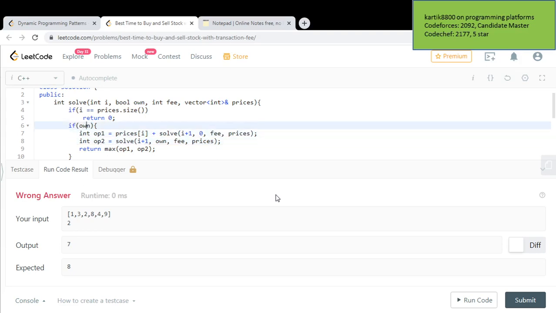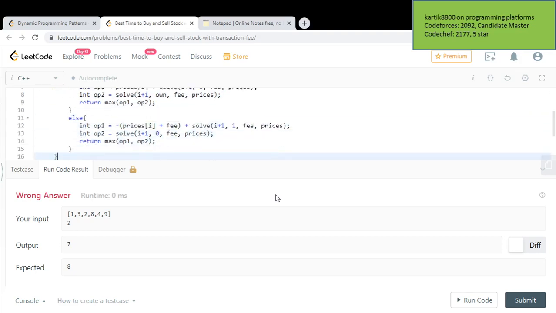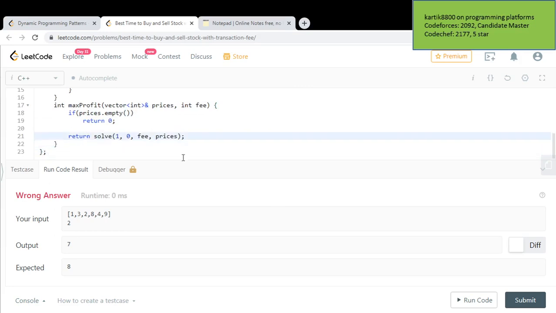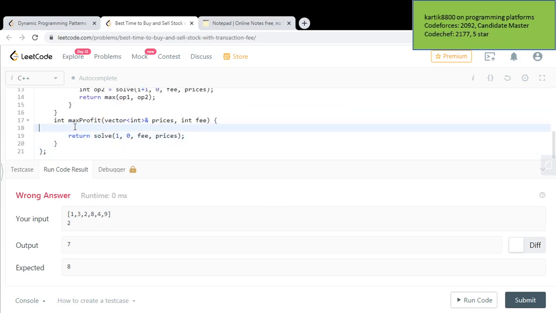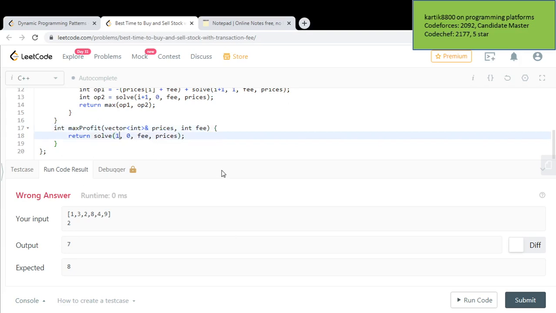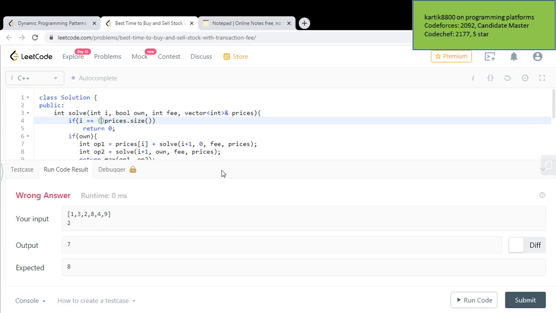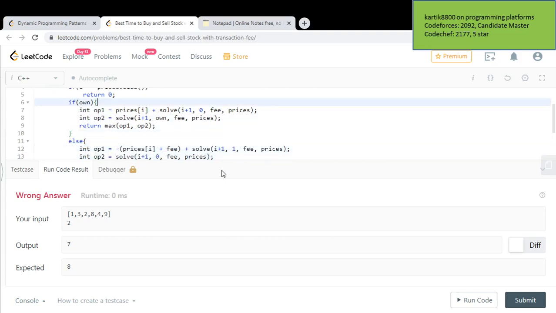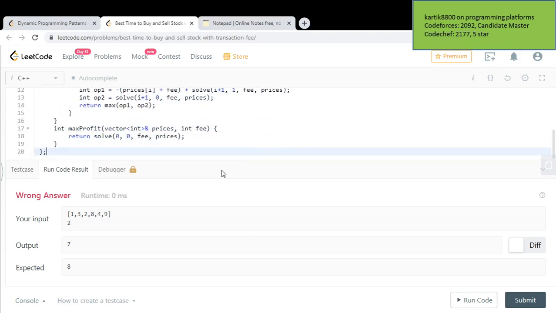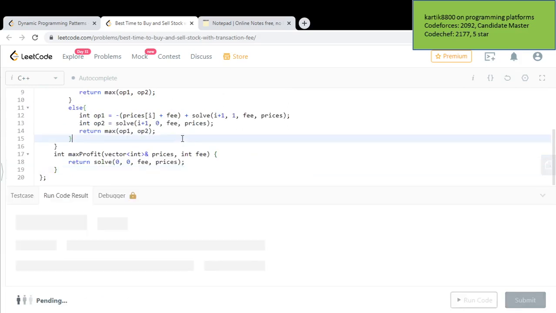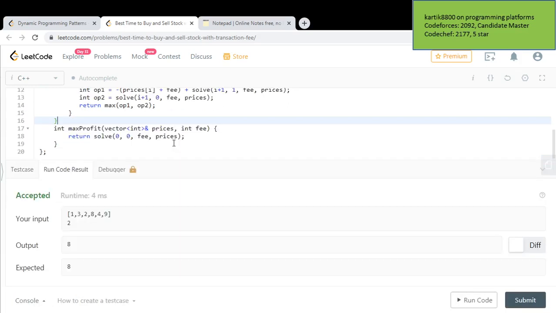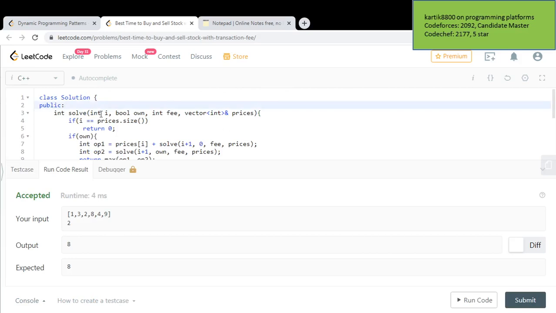And if I do not own a stock, oh wait, my prices array, it's 0 based indexing. So forget about it. I need to make this 0 based indexing, because my prices array itself is 0 based, so make it 0 here. And check about this. Yep. I had to do that only because I was thinking about solving it in 1 based indexing. However, the prices array is 0 based. Now the answer is correct. However, it will still time out for me.